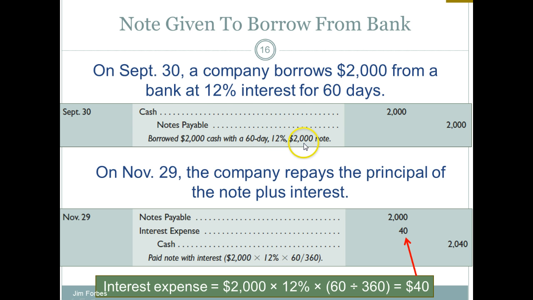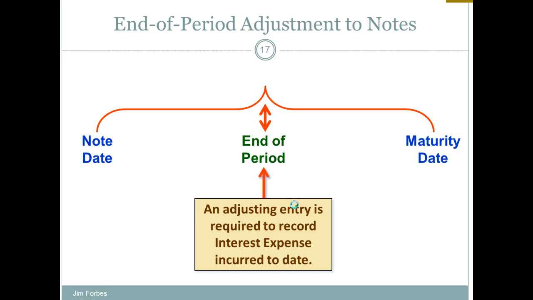60-day, 12%, here's the principal. And usually what you're spelling out is the term, the rate, and the amount. End of period adjustments on notes. So whenever you have a note and there's interest, you've got to be able to calculate it. Well, how much did I have to incur for an interest expense?